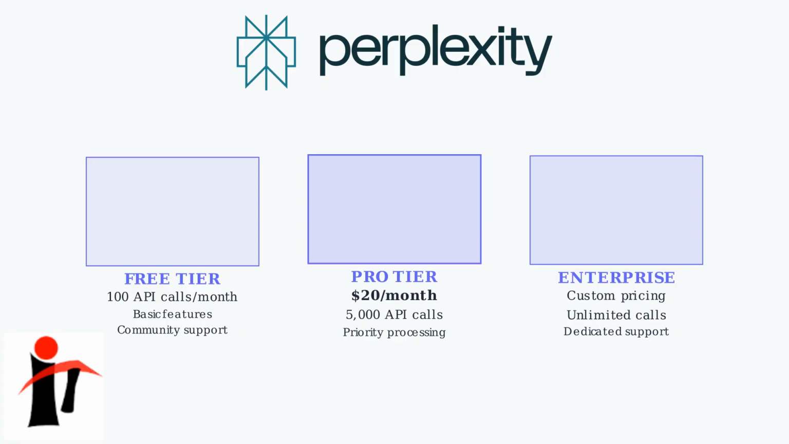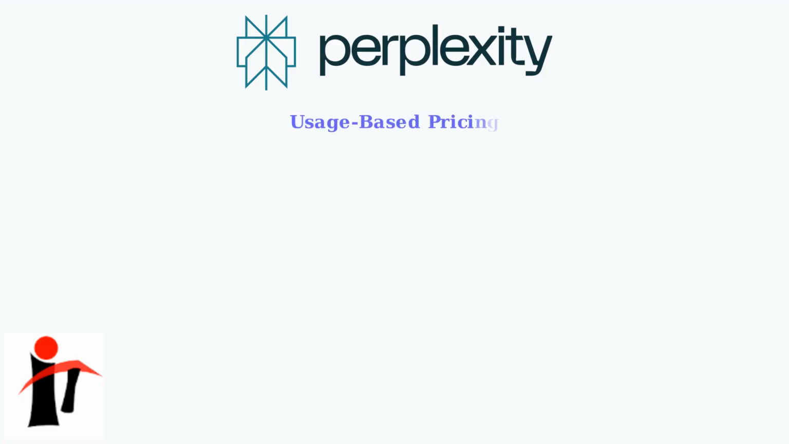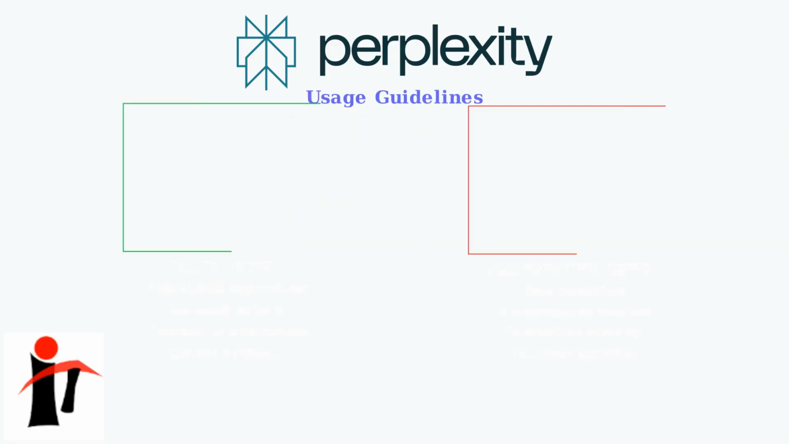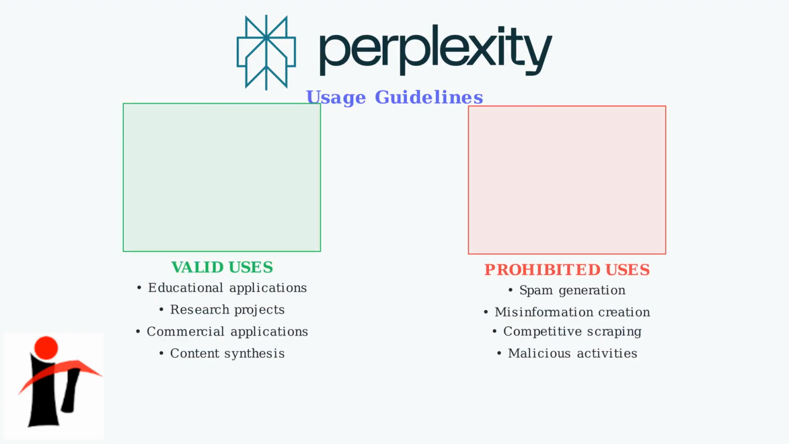Each tier is designed for different usage patterns, from individual developers to enterprise applications. Beyond the base tiers, Perplexity uses usage-based pricing for additional calls. Overage charges are just 1 cent per additional API call, making it cost-effective for variable usage patterns. Understanding acceptable use cases is crucial for API compliance. Perplexity clearly defines what constitutes valid usage versus prohibited activities to maintain service quality and legal compliance.